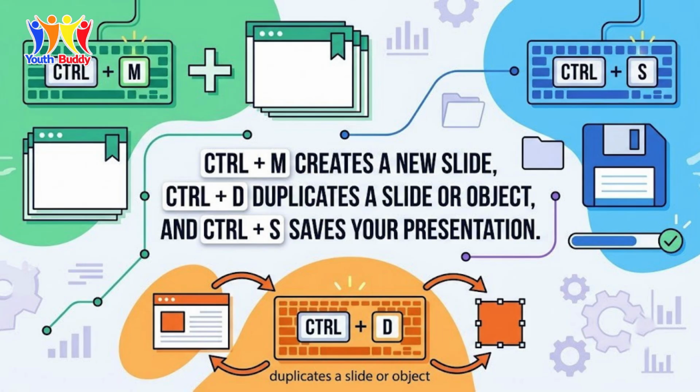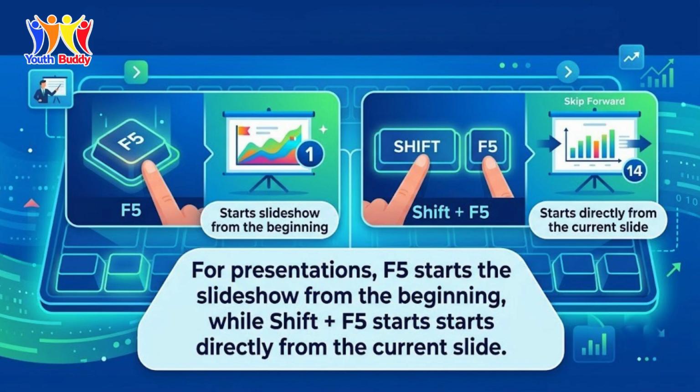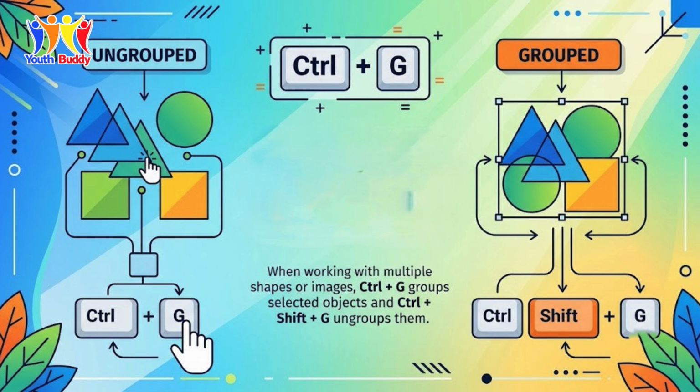Ctrl+M creates a new slide, Ctrl+D duplicates a slide or object, and Ctrl+S saves your presentation. Ctrl+Z is used for undo, Ctrl+Y for redo, and Ctrl+P opens the print window. For presentations, F5 starts the slideshow from the beginning, while Shift+F5 starts directly from the current slide. When working with multiple shapes or images, Ctrl+G groups selected objects and Ctrl+Shift+G ungroups them.